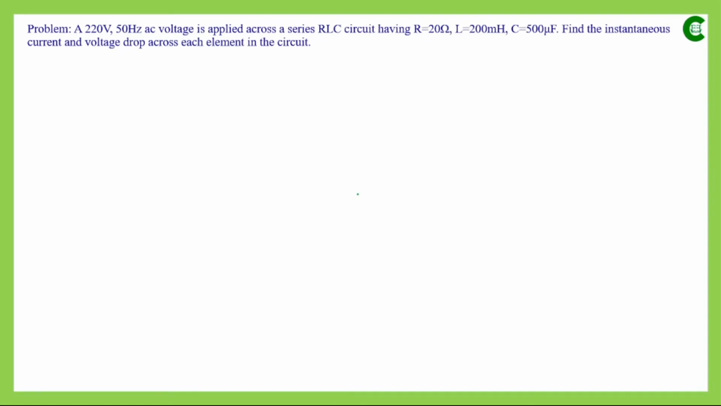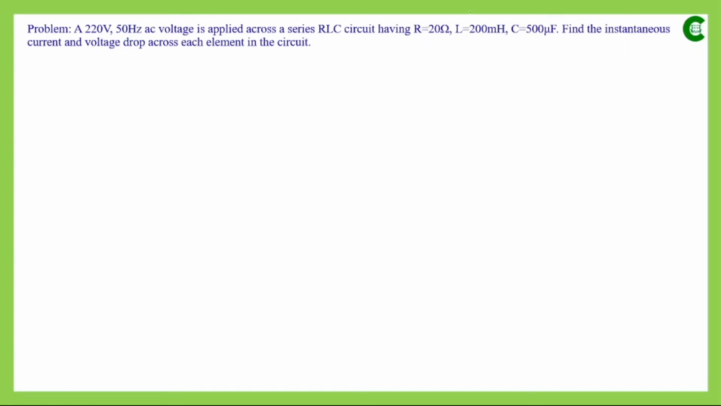Now next we will solve a numerical based on series RLC circuit. The problem statement says that we have a series RLC circuit where the R value is 20 ohm, the inductance L is 200 millihenry, and the capacitance is 500 microfarad. In that series RLC circuit, we are applying a 220 volt 50 Hz AC voltage. This 220 volt is the RMS value of the voltage, not the peak value, and there is a relationship between peak and RMS value. And 50 Hz is the linear frequency, small f, of the supply.